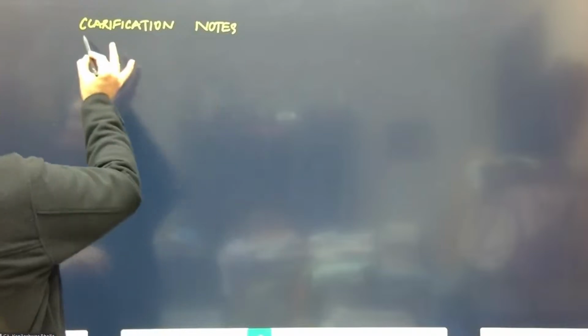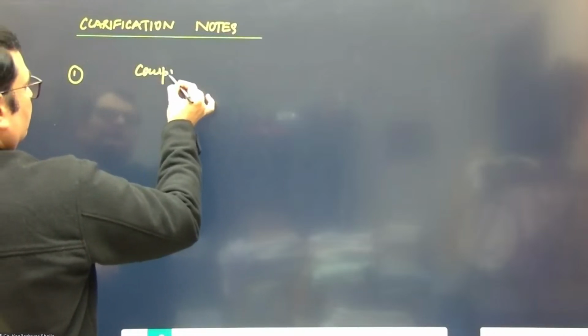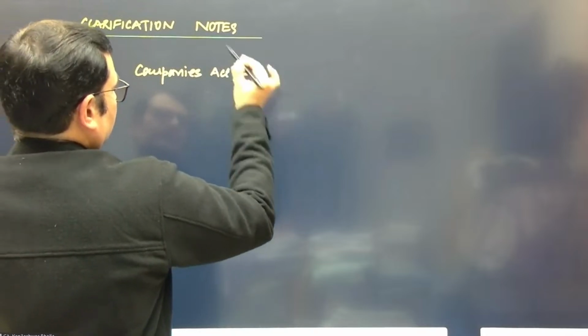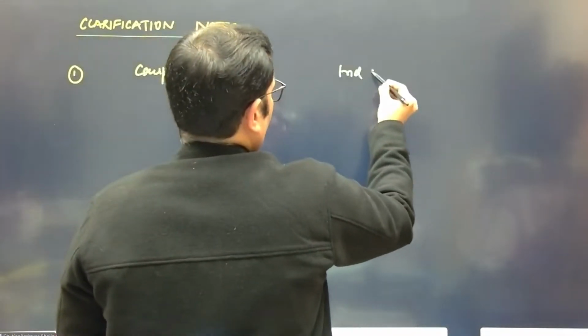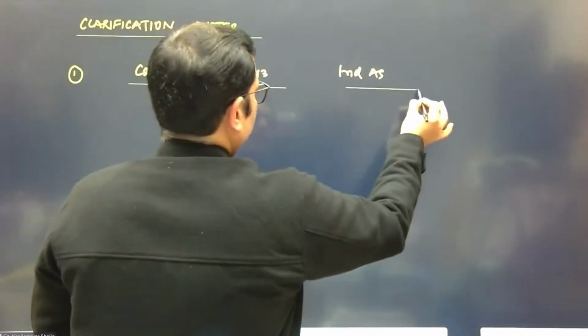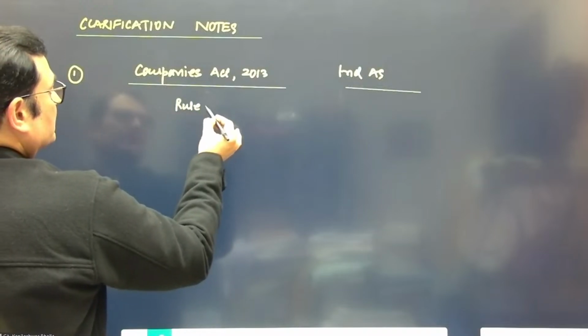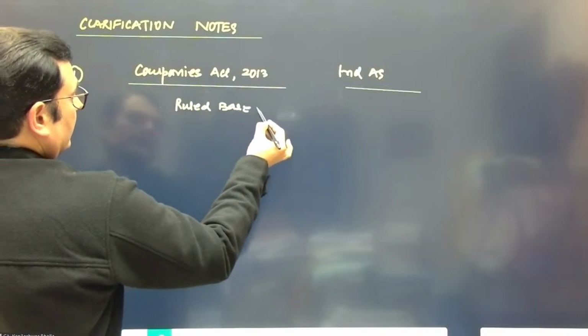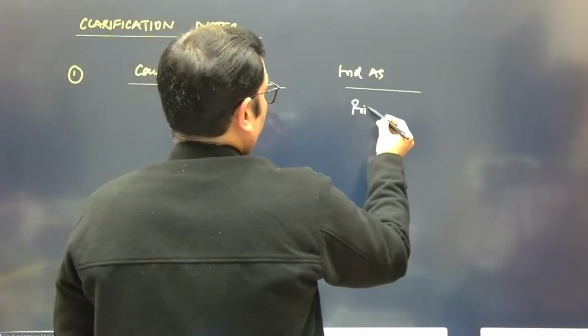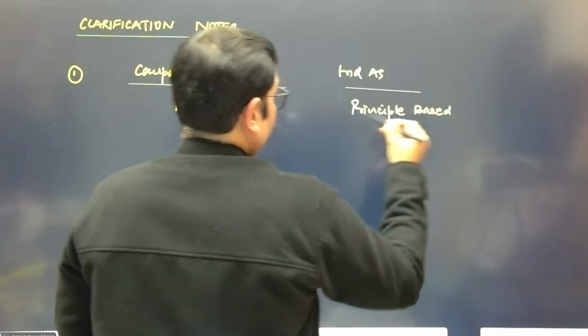So in this particular case, when I'm looking at the clarification notes, the first one is when you look at the Companies Act 2013 and when you look at the Ind AS. I'm not talking of ICAI, because the focus is not the ICAI. When you're looking at the Companies Act, it is basically rule-based. And this is basically principle-based, as we said. So the assessment is going to be principle-based here.